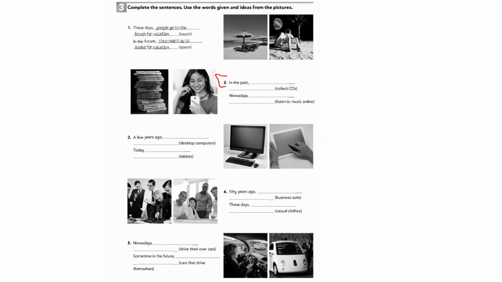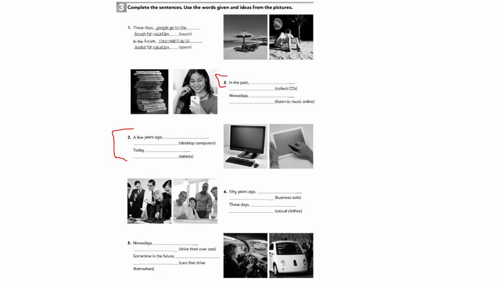Let's continue with number three. A few years ago, blank space. Today, blank space. Tell me, Johnny. A few years ago, people used desktop computers. Today, people use tablets. Muy bien. So in the past, a few years ago, people used desktop computers. And today, people use tablets.